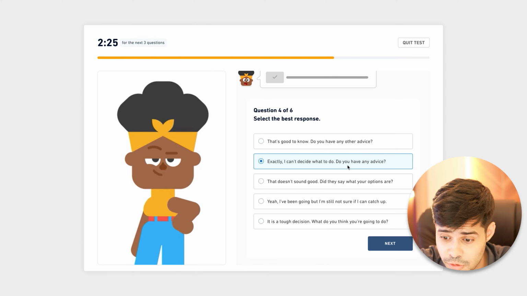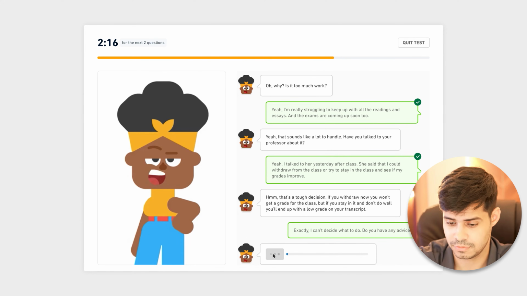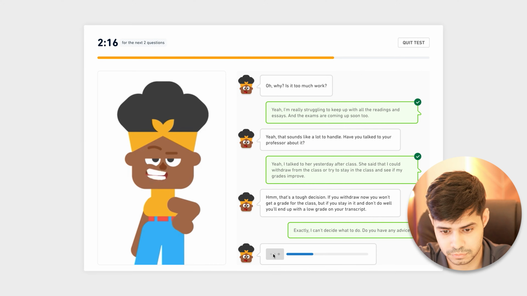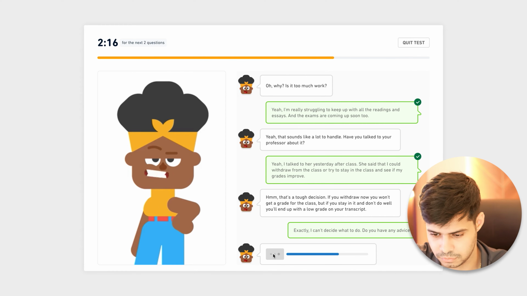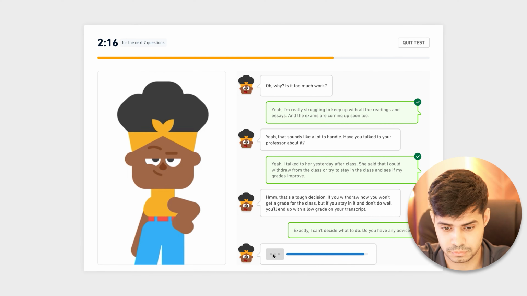Exactly. I can't decide what to do. Do you have any advice? Well, it depends on how confident you feel about being able to catch up and improve your grades. If you think there's a good chance that you can do better, then maybe you should try staying in the class and seeing how it goes. But if you're really struggling, then maybe withdrawing is the best option so you don't end up with a bad grade on your transcript.